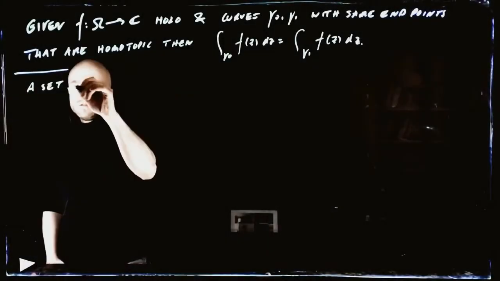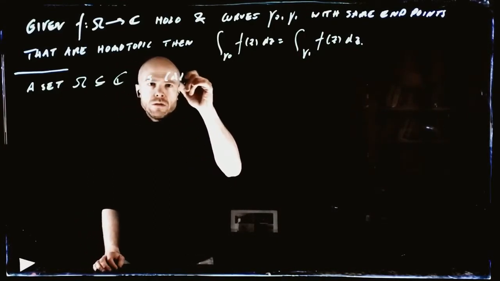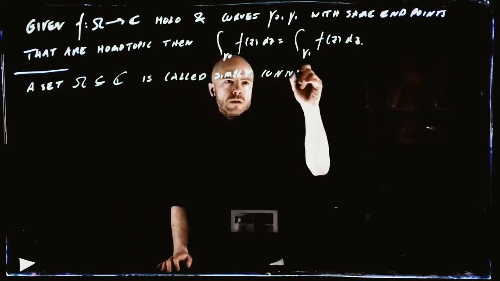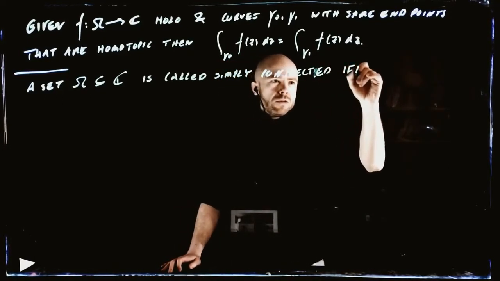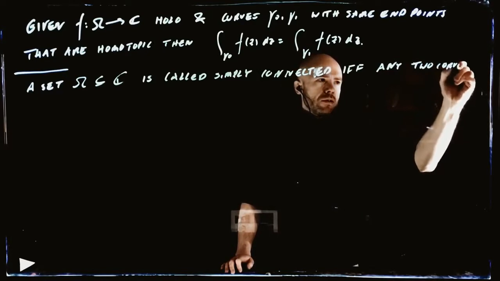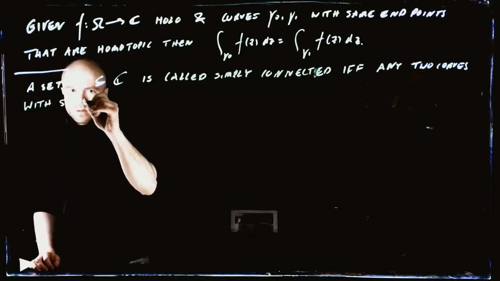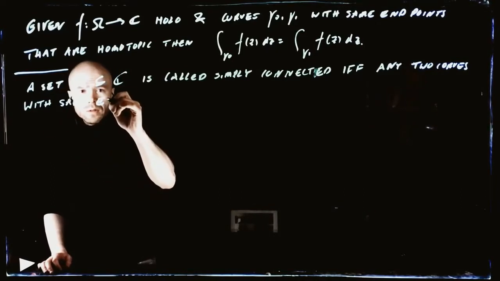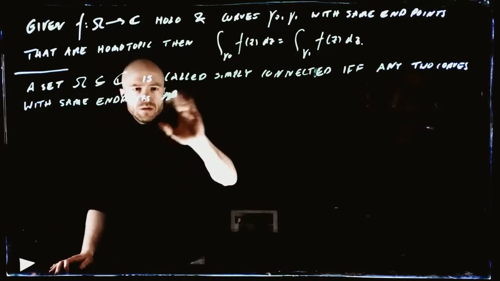A set omega in C is called simply connected if and only if any two curves with the same endpoints that are inside omega are homotopic.